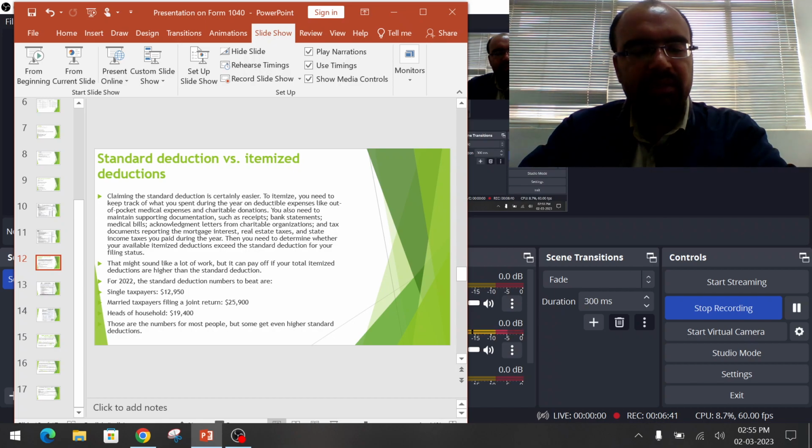than the standard deduction. For 2022, the standard deduction numbers to beat are: single taxpayers, $12,950; married taxpayers filing a joint return, $25,900; head of household, $19,400. Those are the numbers for most people, but some get an even higher standard deduction.